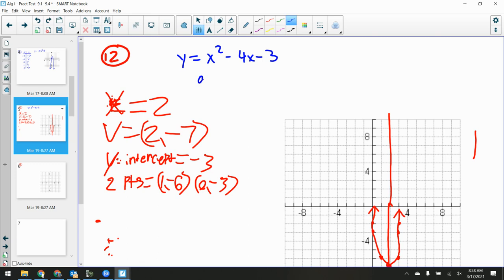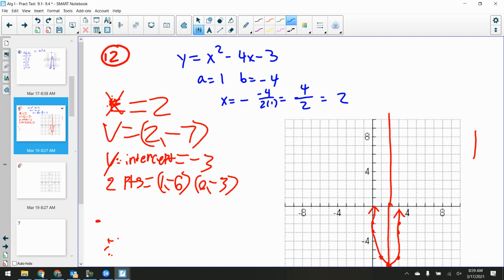Again, let me write that out there. A is 1, B is negative 4. So x equals negative 4 over 2 times 1. So positive 4 over 2, which is 2. That's why we see x is equal to 2. We plug it back in. I would get a 4 minus 4. Uh-oh. Wait a sec.